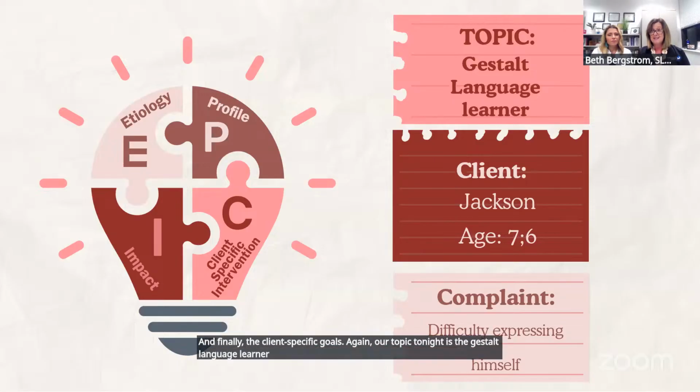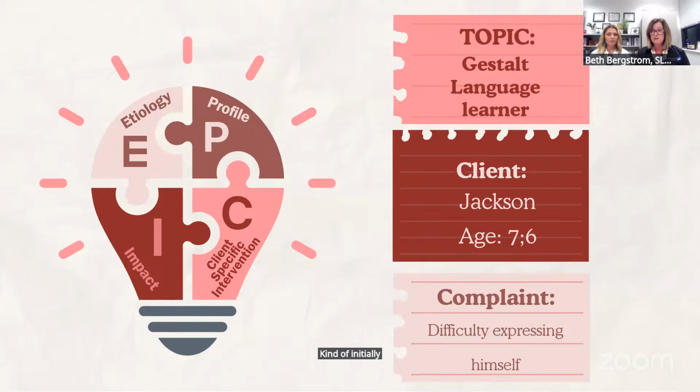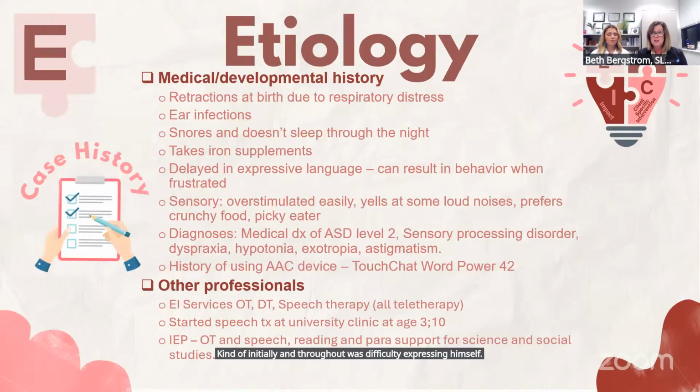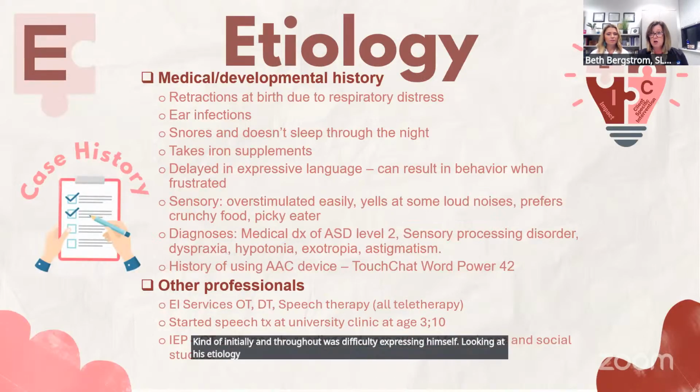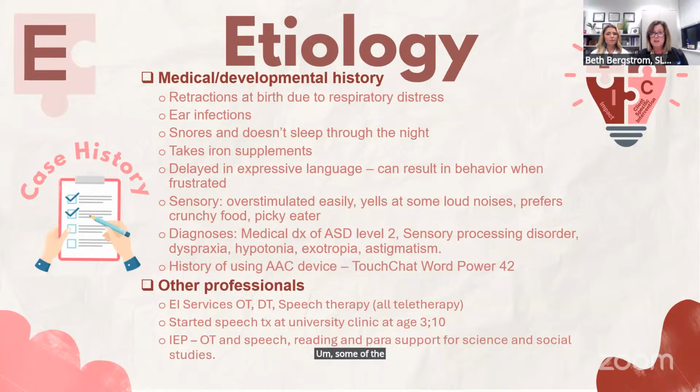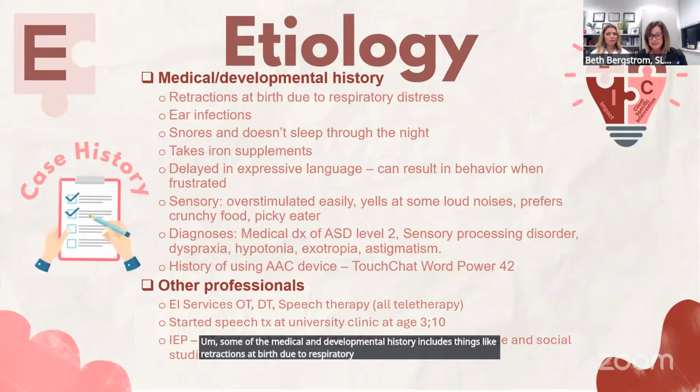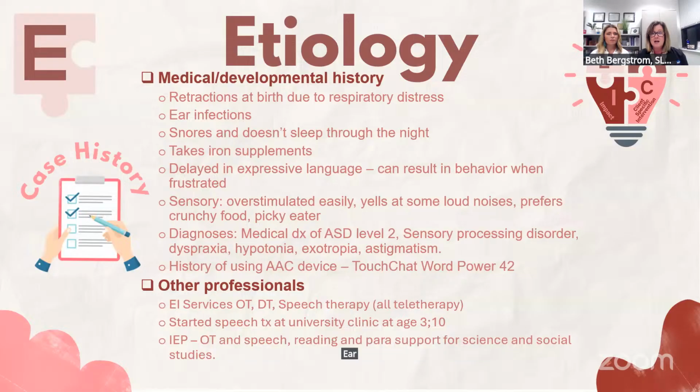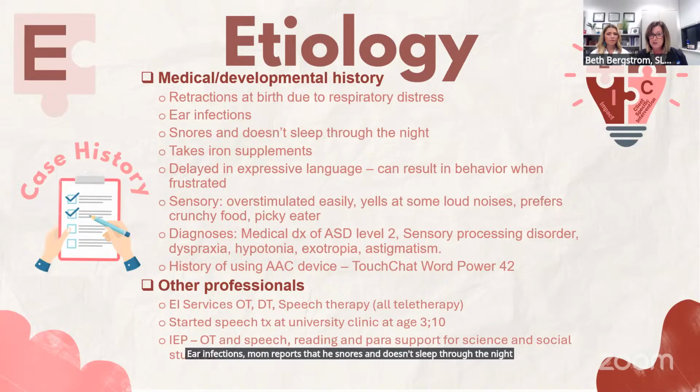Our client is Jackson, a 7-year, 6-month-old male, and his mom's biggest complaint initially and throughout was difficulty expressing himself. Looking at his etiology, we're going to talk about when he first came to us. Some of the medical and developmental history includes retractions at birth due to respiratory distress, and ear infections. Mom reports that he snores and doesn't sleep through the night. He does take iron supplements.